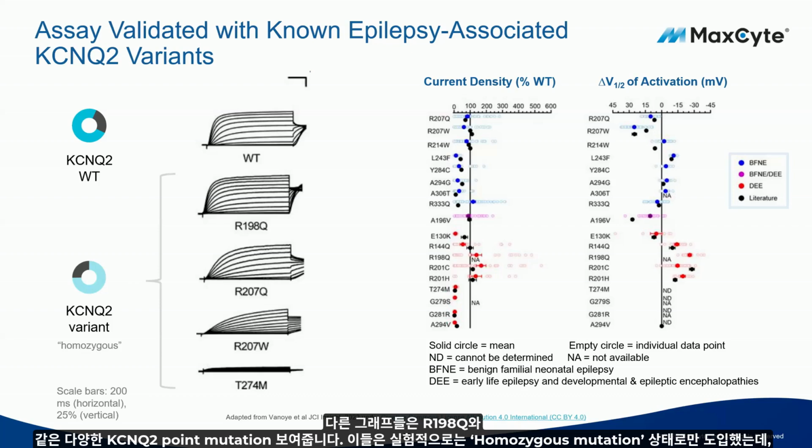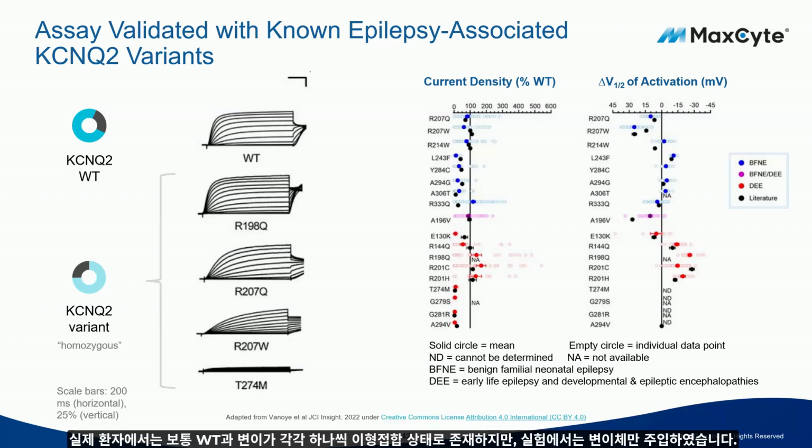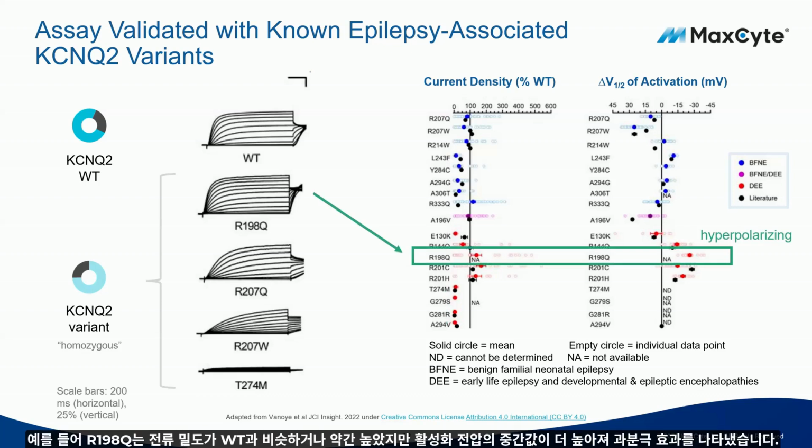These were quote unquote homozygous mutations. So in a real person, they would have 2 copies of this, and typically they have 1 copy of the wild type and 1 copy of the variant, but just for testing purposes, it was just the variant in this case. And you can see that the curves look very different compared to wild type, indicating different issues with the function. For example, R198Q, you can see that the current density is about the same as wild type, but the midpoint of activation voltage was higher than before, and so this indicates a hyperpolarizing effect of the mutation.